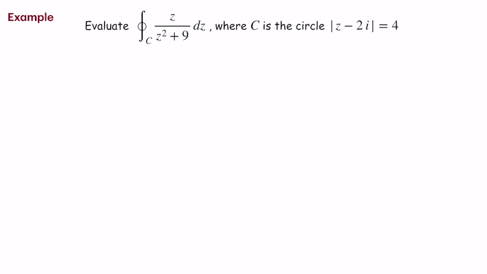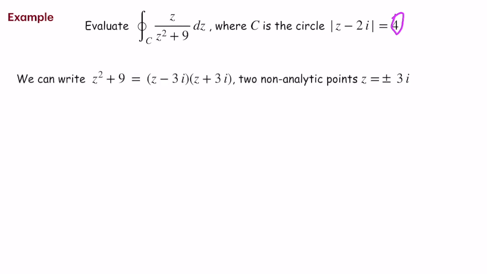The contour C is given by the circle |z − 2i| = 4. So that means that it is a circle of radius 4. The center is shifted to +2i. The function f(z) is given by z/(z² + 9). We use our old trick.